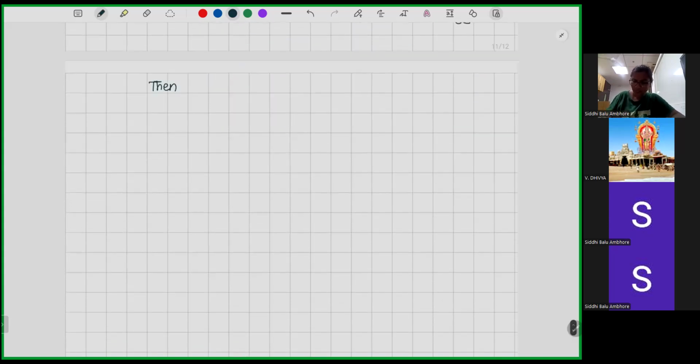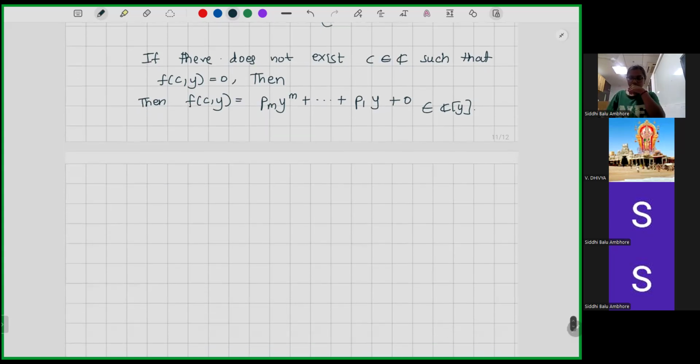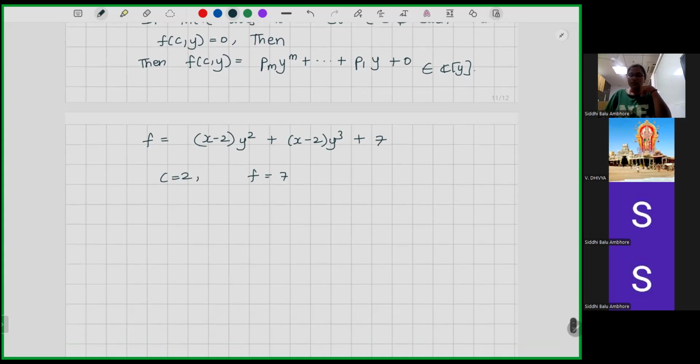But again, in this Cy, there is one more thing to notice. For example, if my f is of this form, x minus 2 times y square plus x minus 2 times y cube plus some constant, maybe 7, doesn't matter. Then when I take c to be 2, this f becomes just 7, right? Which does not have any zero.